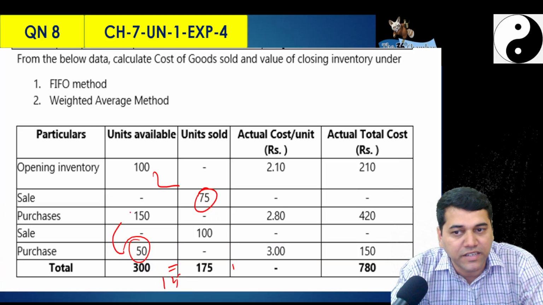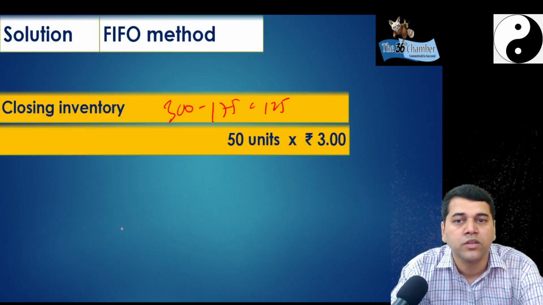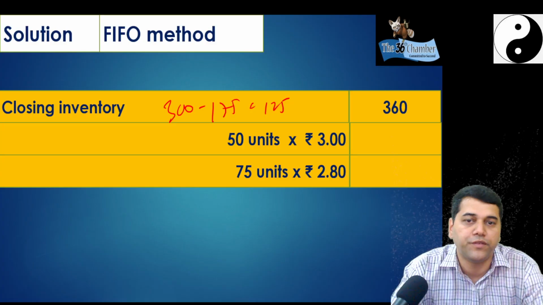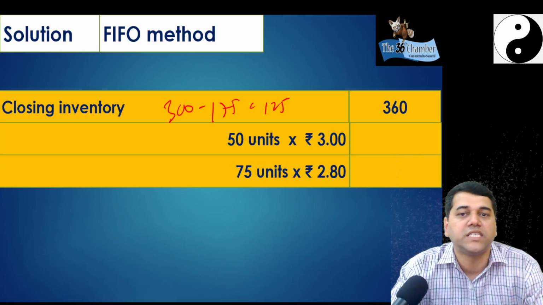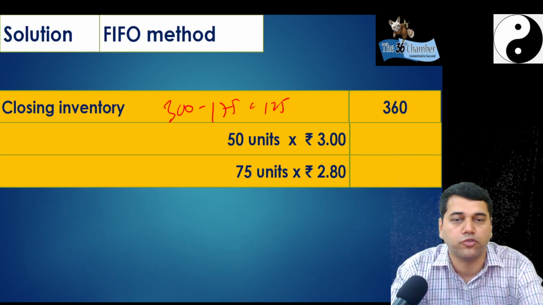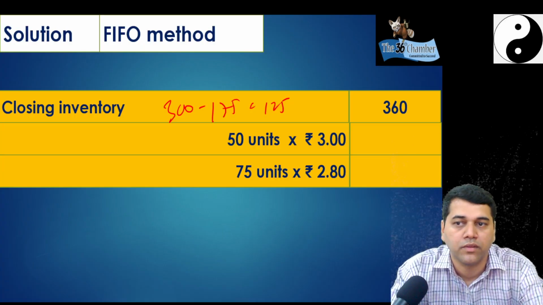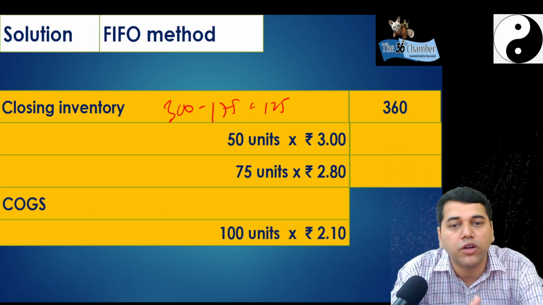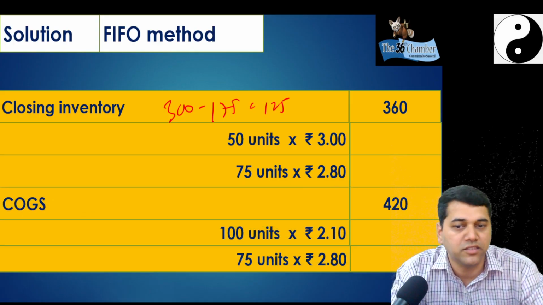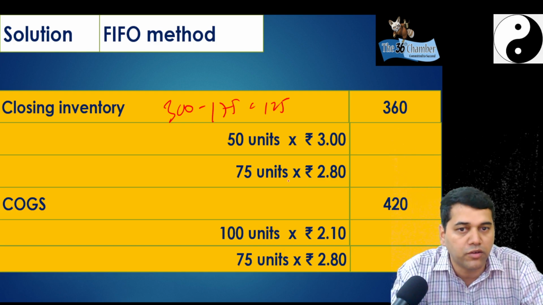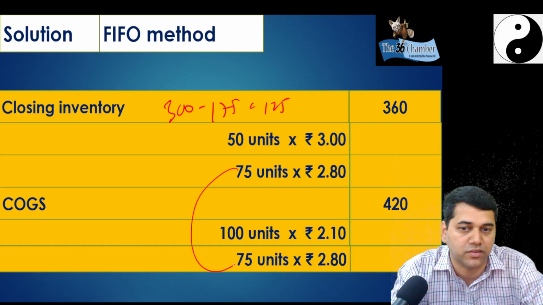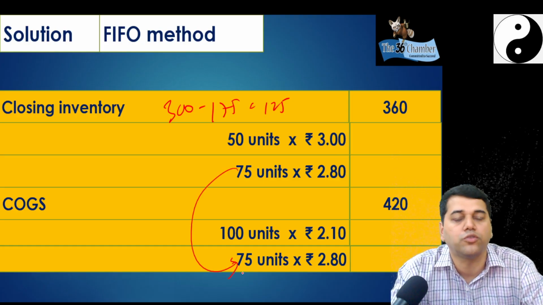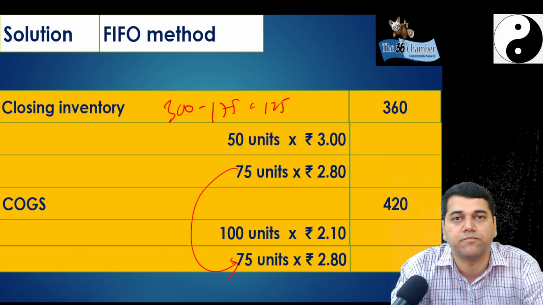That means the balance 75 must have come from here. So you have got two breakups: 50 units at 3 rupees, 75 units at 2.8. So the total value is 360. What is your COGS? In COGS, the entire opening stock would have been issued, and the balance consumption of 75 would have come from the latest purchases. So total 360 and 420.